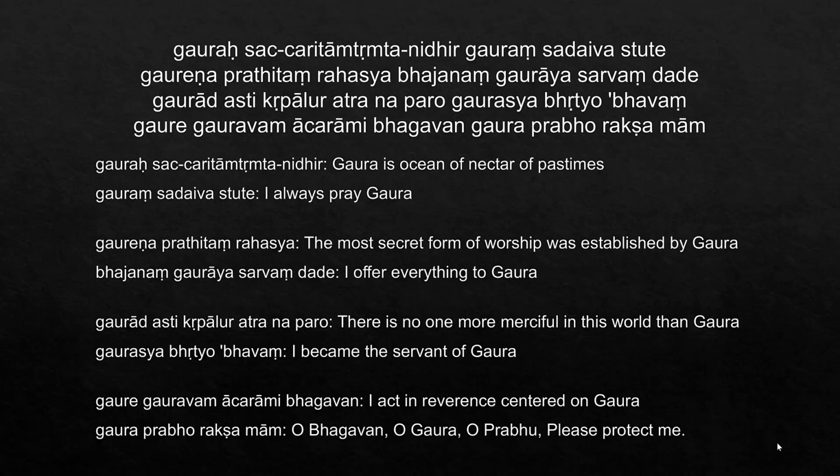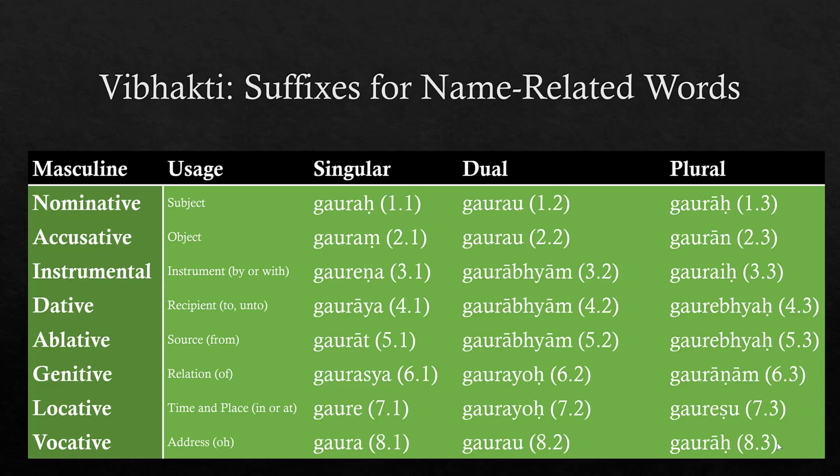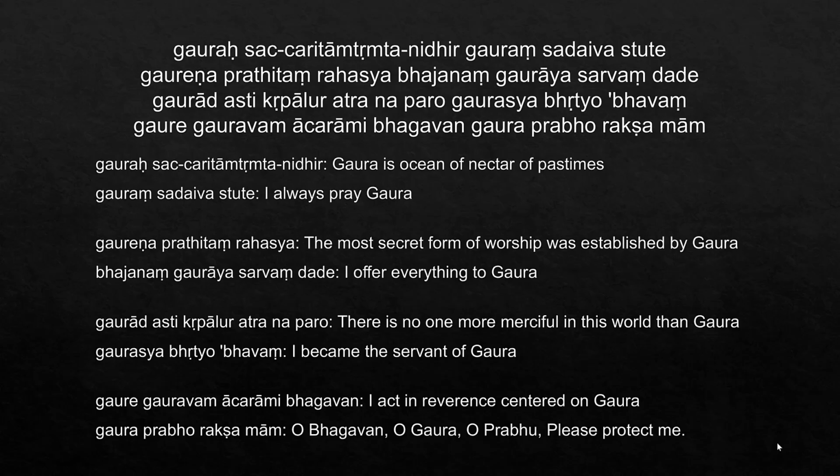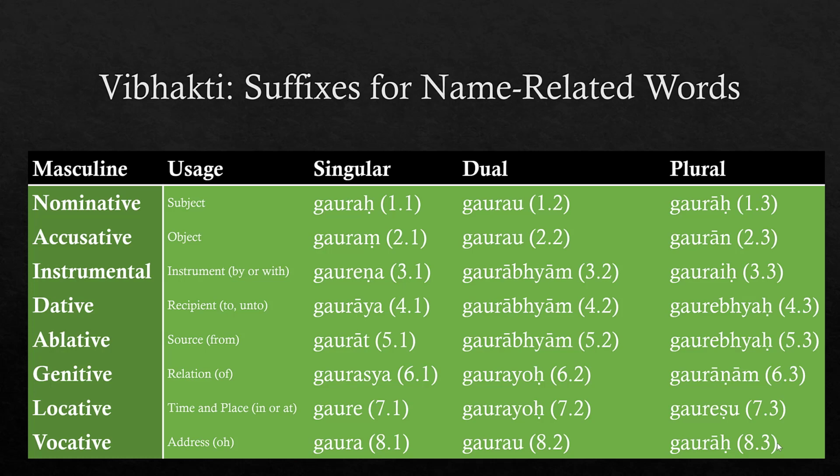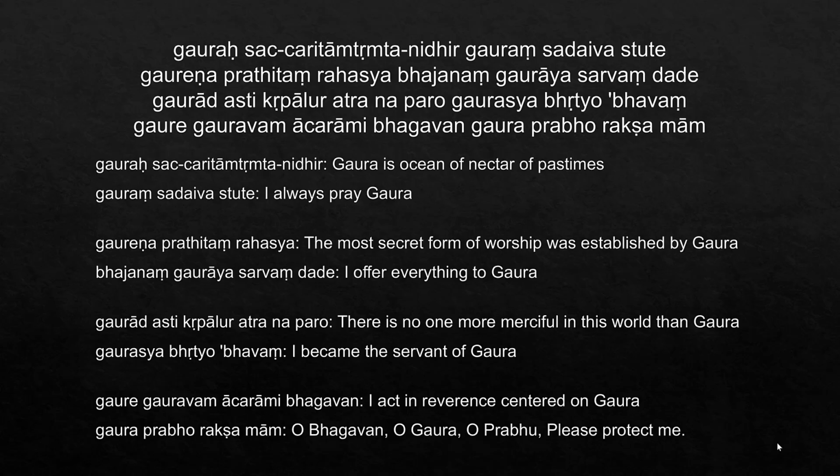The next one is Gaurena prathitam rahasya. The most secret form of worship was established by Gaura. This time Gaura is an instrument. When Gaura is an instrument, we use the third line, which is Gaurena. That is why you notice Sanskrit Gaurena. Next one is Bhajanam Gauraya sarvam dade. I offer everything to Gaura. So Gaura is a recipient. That corresponds to the fourth line, Gauraya.